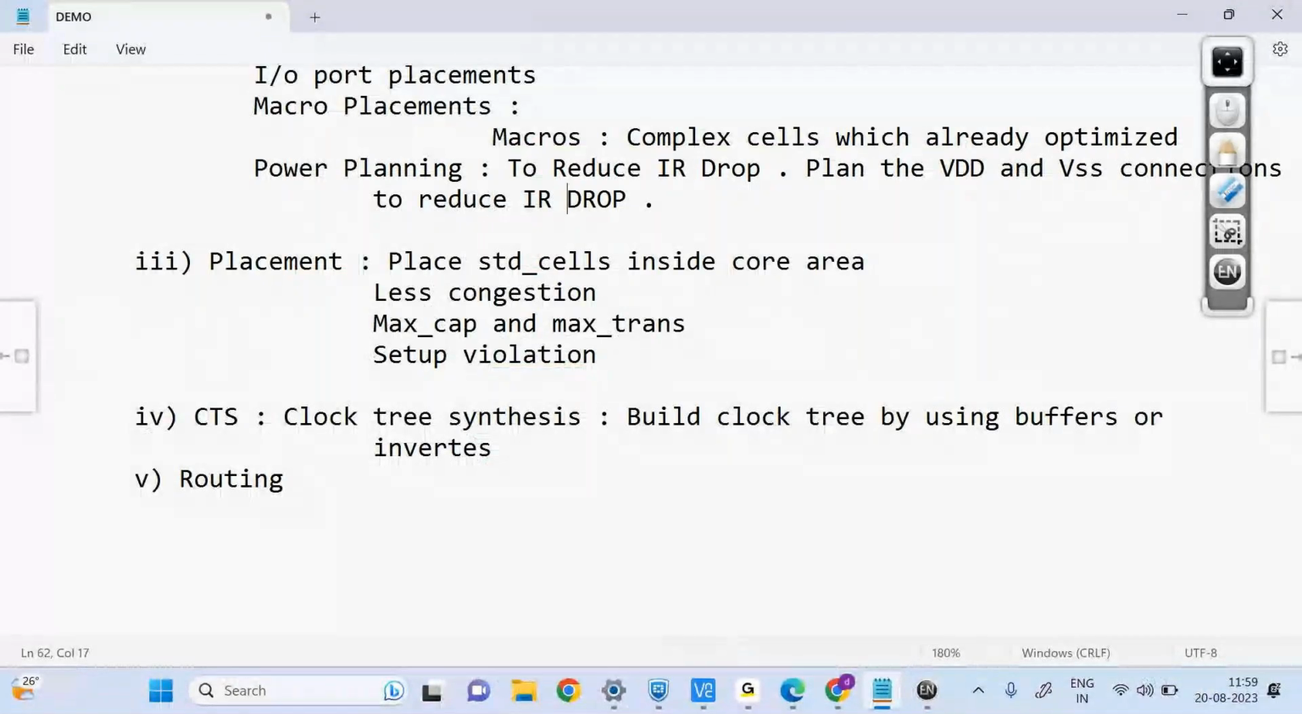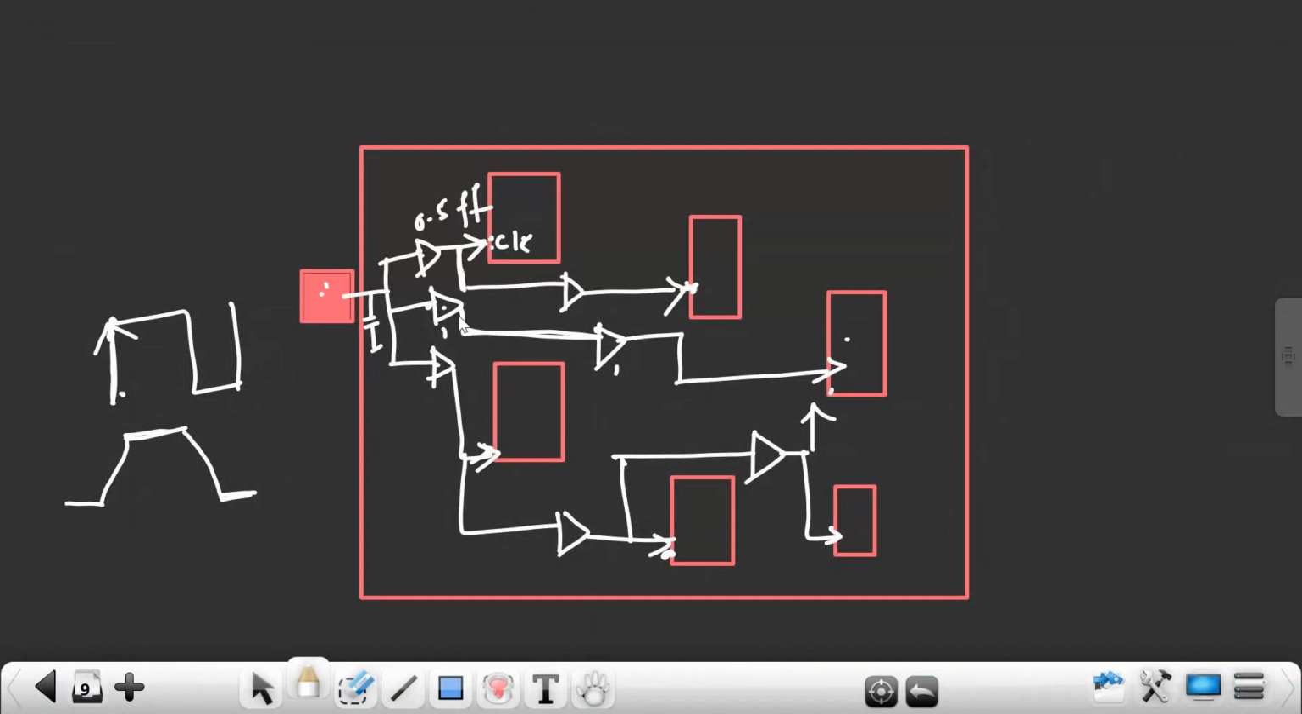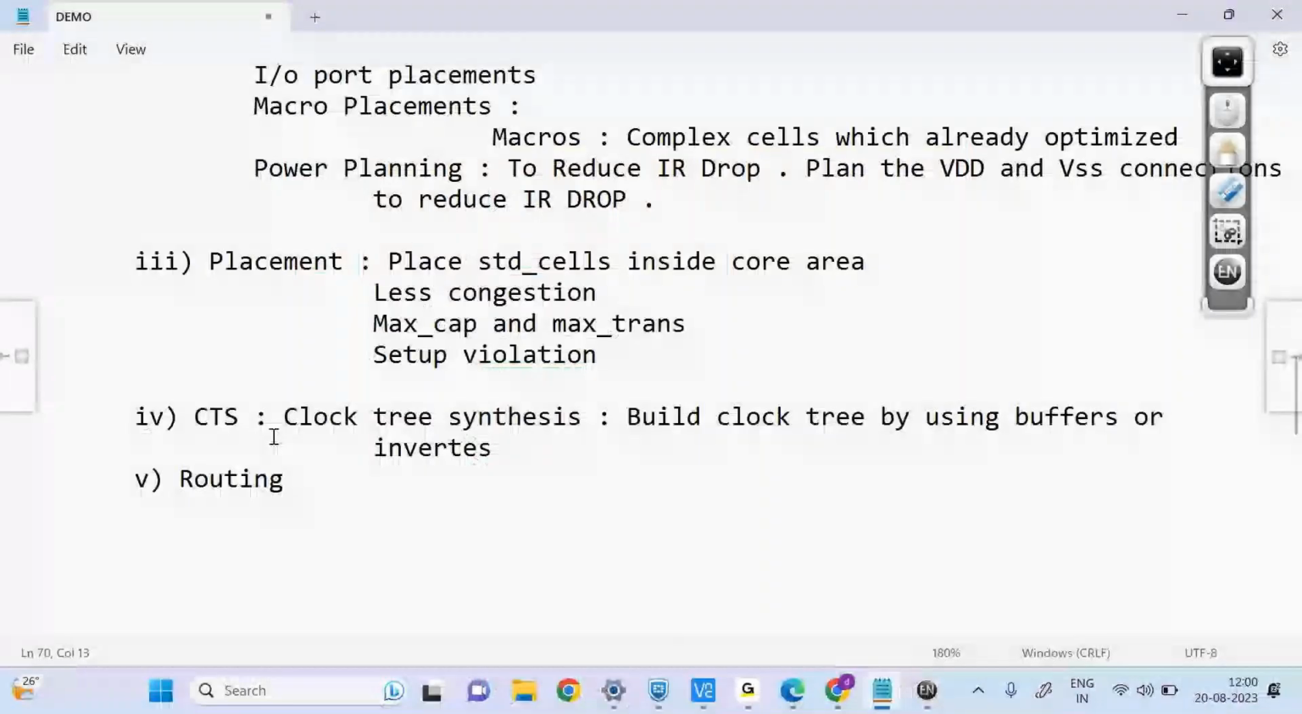So what is CTS? CTS is nothing but building a clock tree using buffers and inverters to reduce the load on the clock port. But building cannot happen as it is. We have to build in such a way that I have less insertion delay. Insertion delay means the buffers inserted should be fewer. I should have less skew. With that, I have to build CTS. So next, what we have is routing. What do you mean by routing?